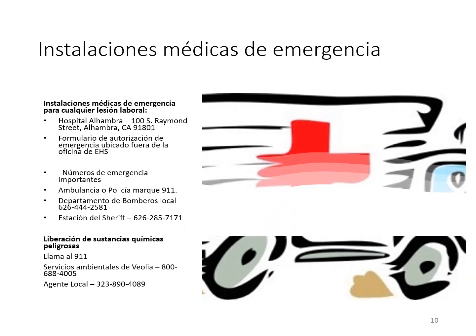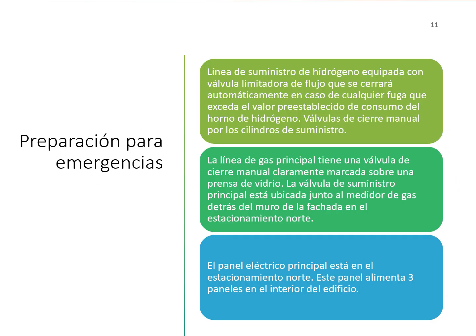In the event of any occupational injury, please go to Alhambra Hospital. An emergency authorization form is located outside of the EHS office. Important emergency numbers to know: ambulance or police, dial 911. The local fire department can be reached at 626-444-2581 and the sheriff's station can be reached at 626-285-7171. For any chemical release, please dial 911 or contact Veolia Environmental Services at 1-800-688-4005. Always be prepared for any emergency that may occur in our facility.